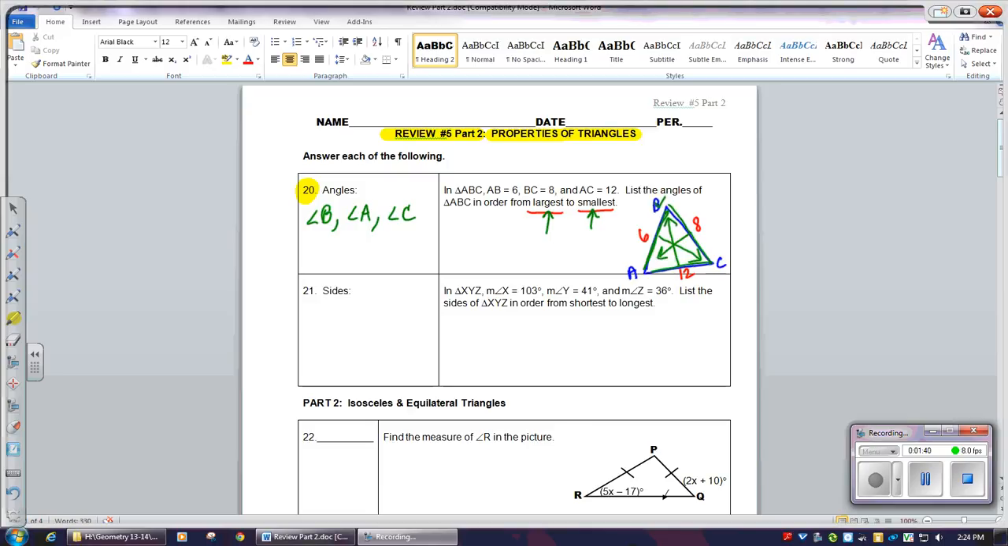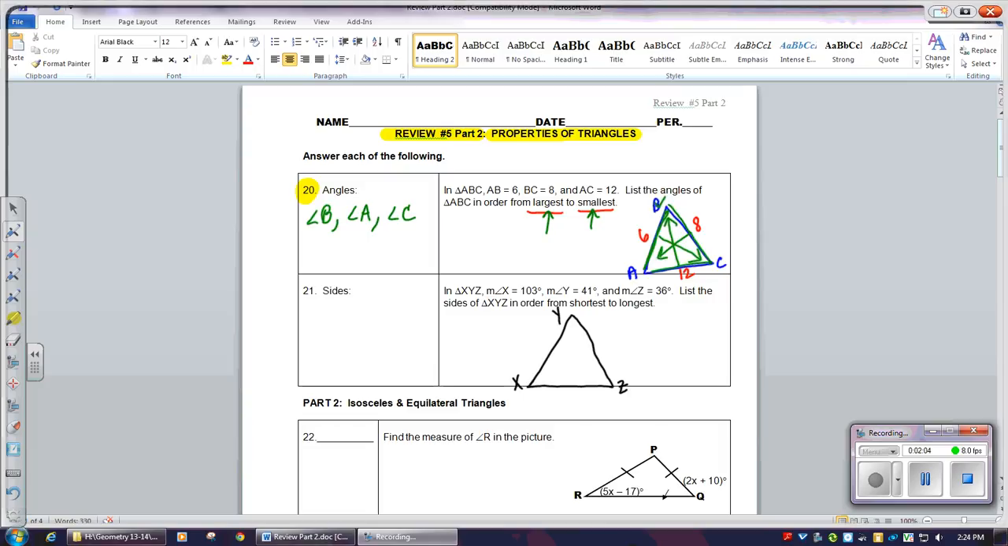Now when you get to number 21, you're pretty much doing the same thing. We have triangle XYZ. You can't even begin to know what's happening in the problem until you draw a picture. XYZ. When I'm looking for work on your homework and assignments and review, if you don't have the picture drawn and the diagram labeled, you're not going to get credit for that. So be sure you show your work.